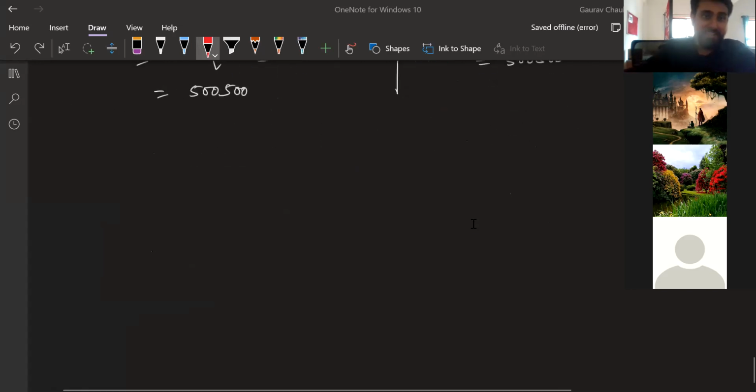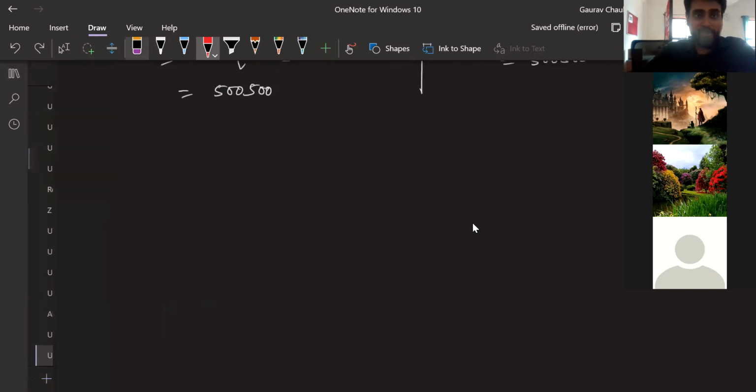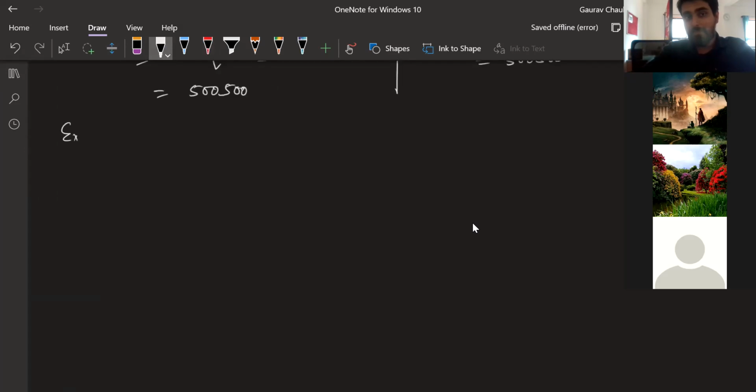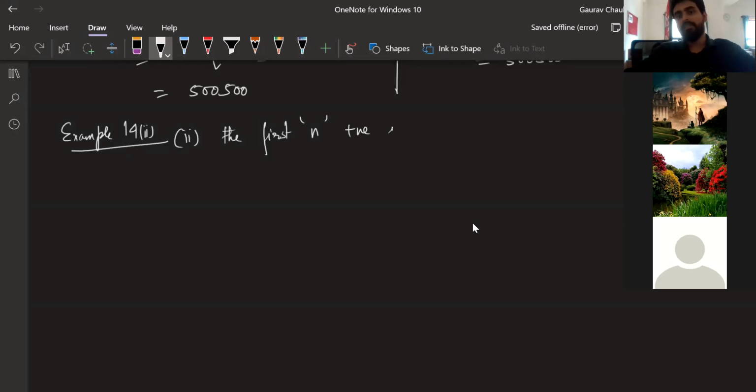Moving on. Okay. Now we are going to go to the second part of example 14. This is actually a very beautiful result, and it is widely used. Second part we have not discussed. I did not give you time to do this before, but basically they're asking for the first n positive integers.